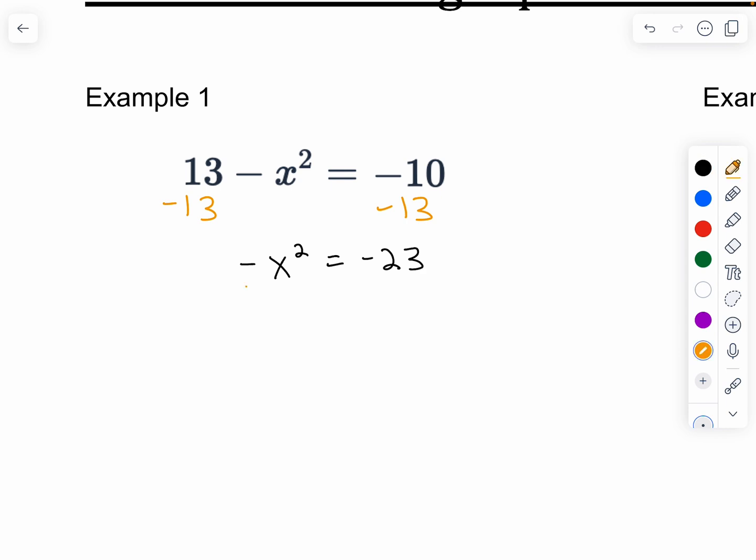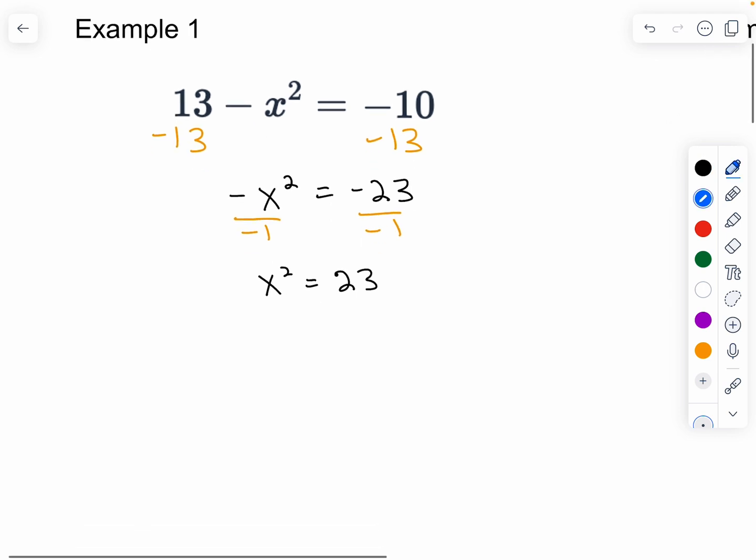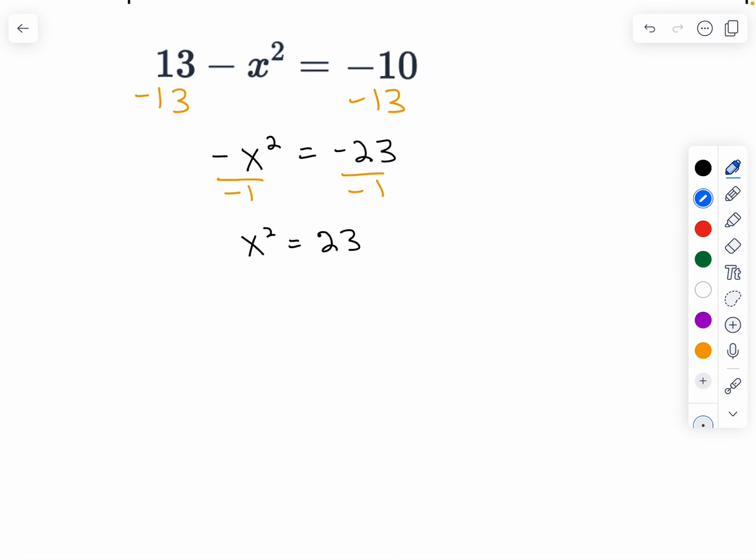We still have one more algebra move to make. We need to get x squared by itself and positive. So we'll divide by -1. And there we have it. We have x squared equals 23. To finish solving for x, I need to do the opposite of squaring, which is square rooting.